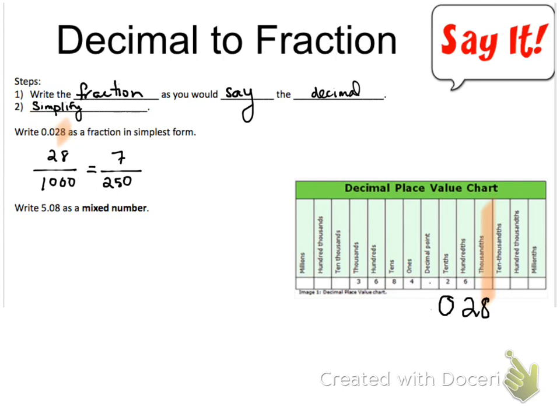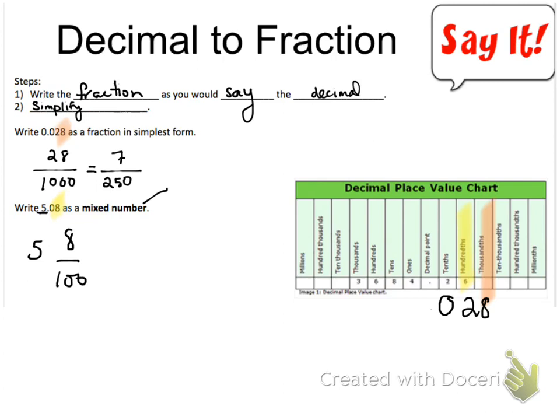The next example says write 5.08 as a mixed number. A mixed number, hopefully you've seen them before, is a whole number out front of a fraction. So in this case, my whole number is the 5, just like it's my whole number in my decimal. And then I have 0.08. If I look at my decimal place value chart, the 8 is in the hundredths place. So that means that it would be 8 hundredths. So this would be 5 and 8 hundredths.